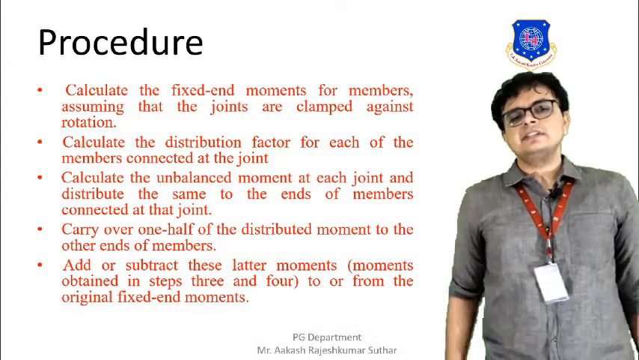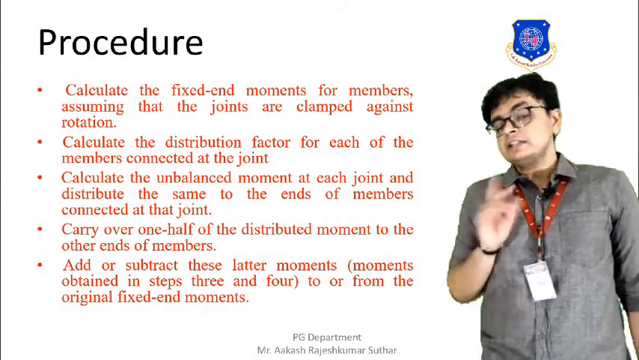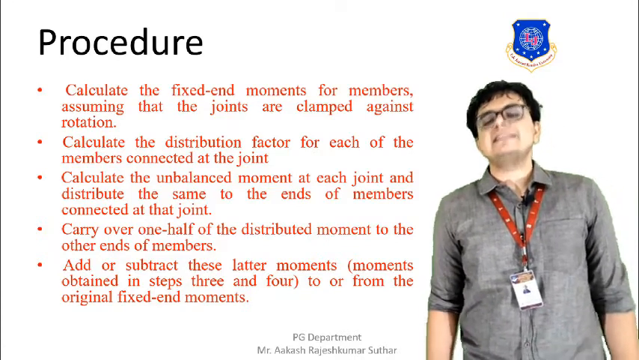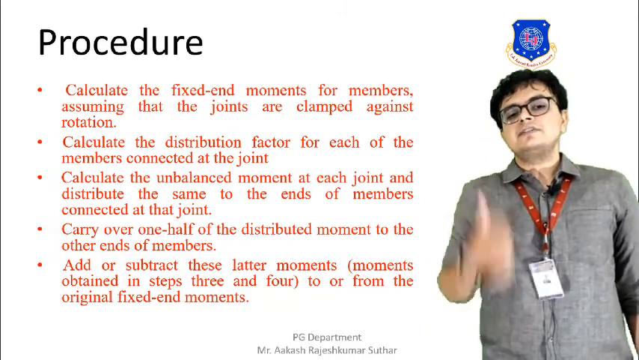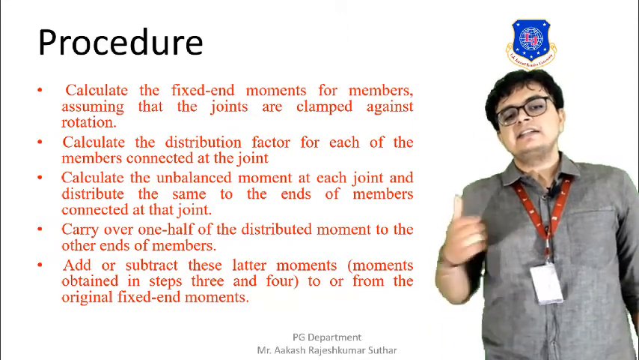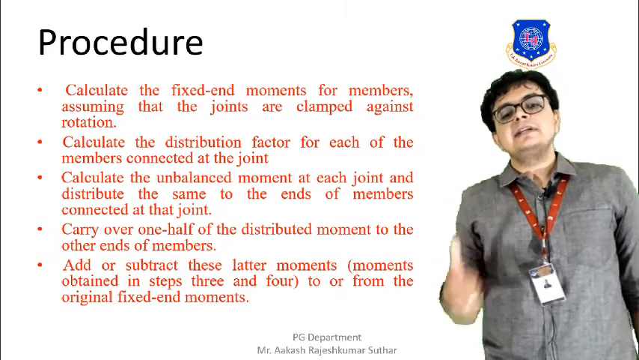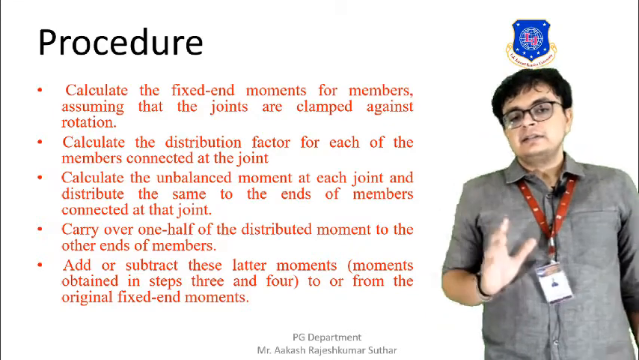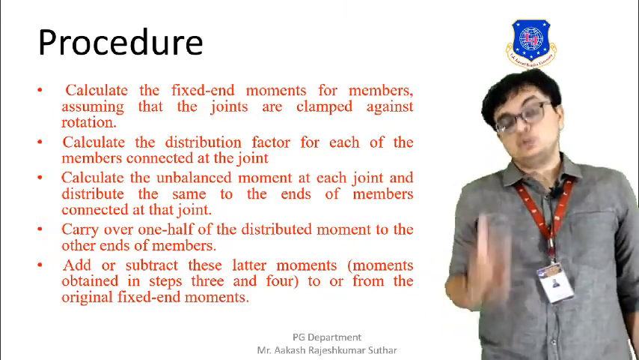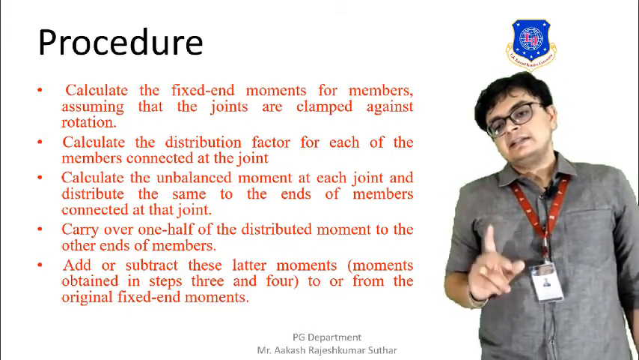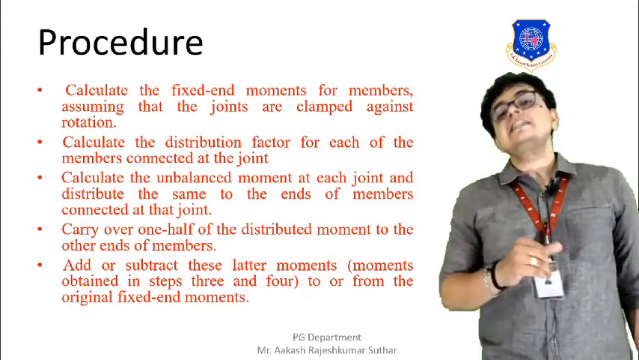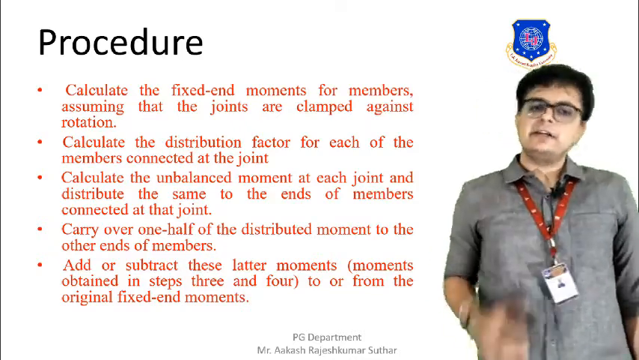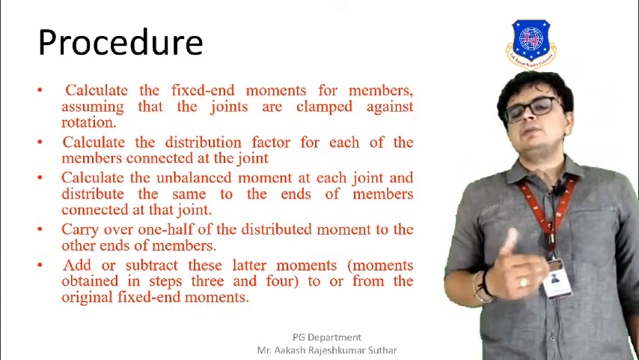Here you can see that the first and foremost thing to do when performing the analysis with the moment distribution method is calculation of the fixed end moments, assuming that the joints are clamped against rotation. That means we have to assume that our intermediate joints are fixed. Though a joint may be hinged, we will consider it as a fixed one, and based on that only we will find the fixed end moments.